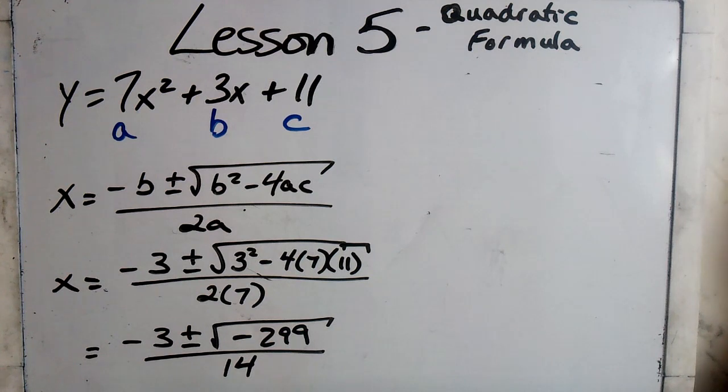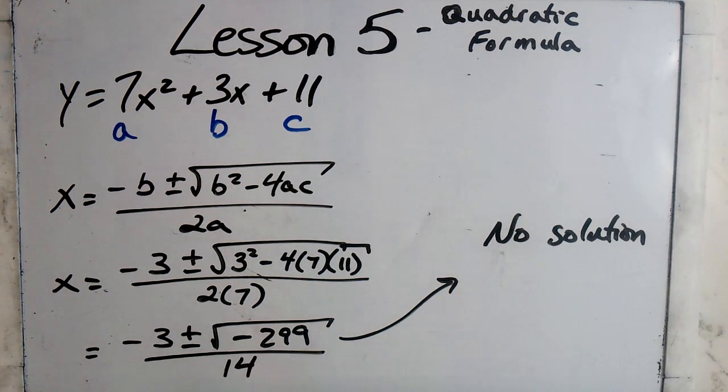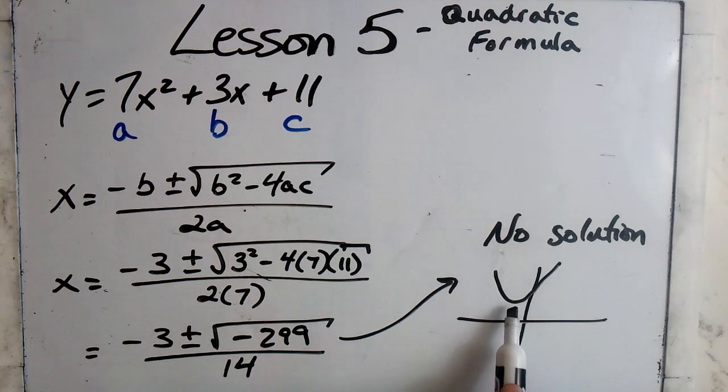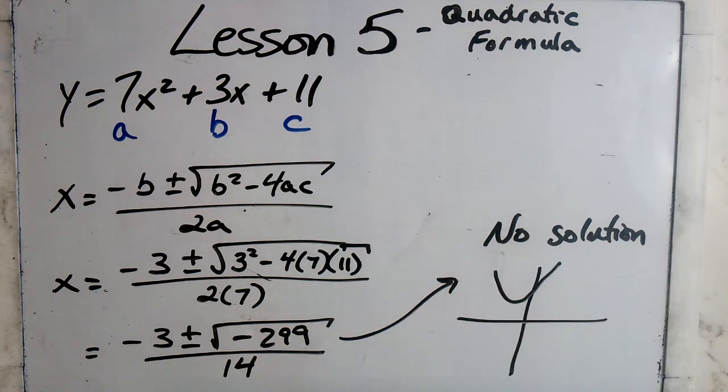So hopefully you got to this point and said, wait a second, I can't do square root of a negative. No solution. It's not possible. And basically what's happening is we have a quadratic that does not cross the x-axis. The whole point of the quadratic formula is to find where it crosses. If it doesn't cross, there is no solution. If there's a negative in the square root, in the radical, there is no solution.